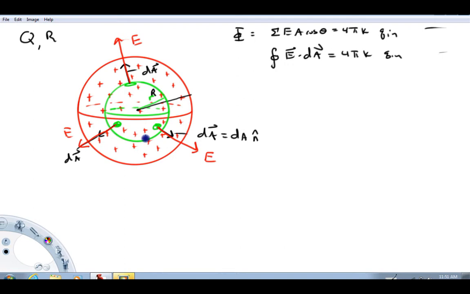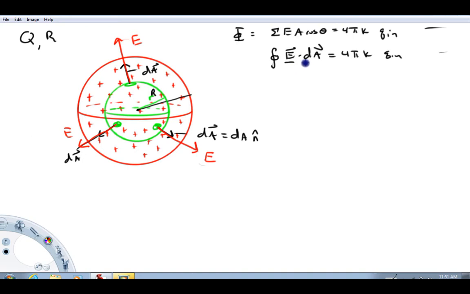Now, another important thing to take note of. Because of the symmetry of the problem, here we're a distance little r away from the center, here little r, here little r. Looking at the symmetry of the problem, there's no reason for these electric fields to be different. So that means that the electric field is constant as far as the integral is concerned.